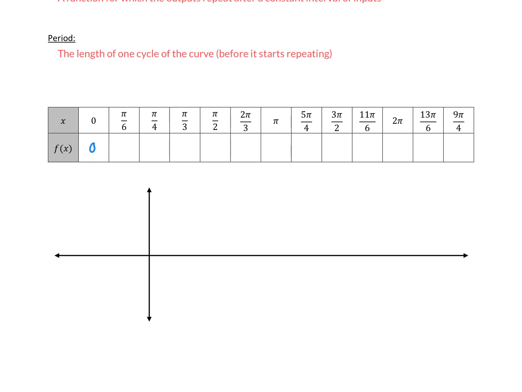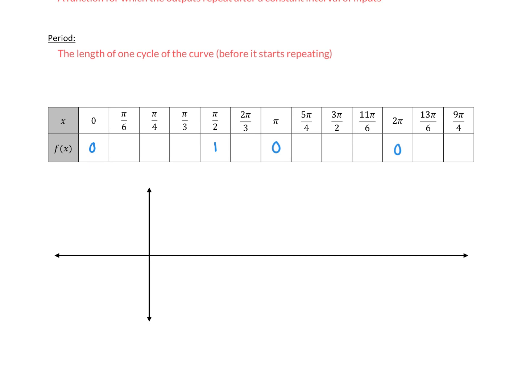I'm just going to fill in some basic ones first. Sine of pi is 1. No, it's not. Sine of pi is 0. I meant to say sine of pi over 2 is 1. Sine of 2 pi is 0. Then we can fill in some other ones.